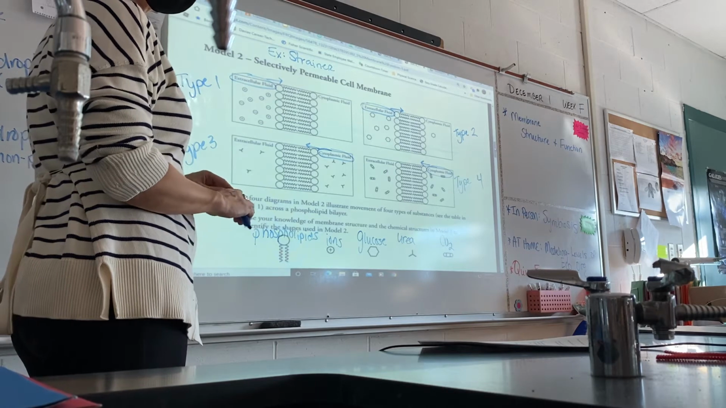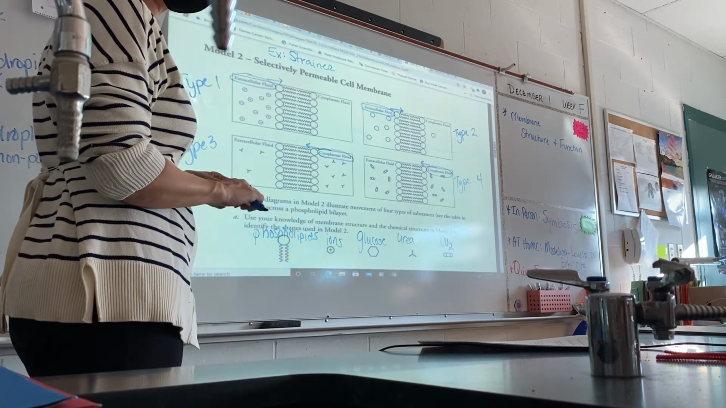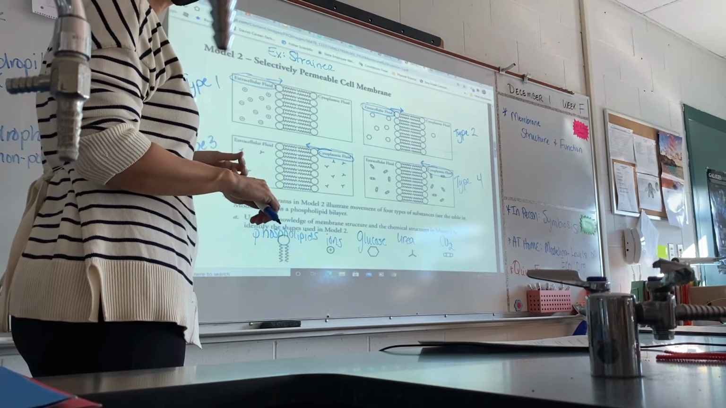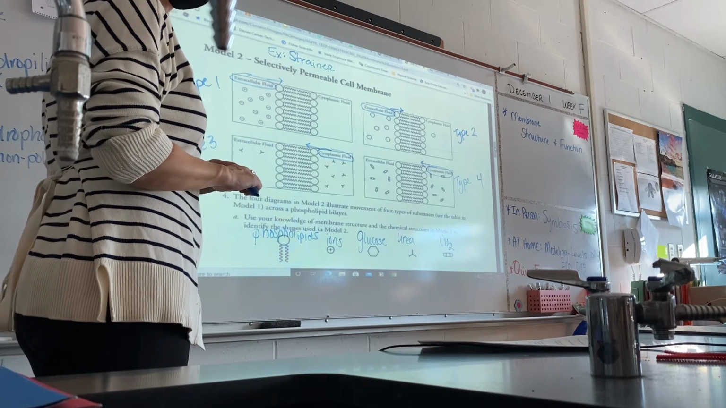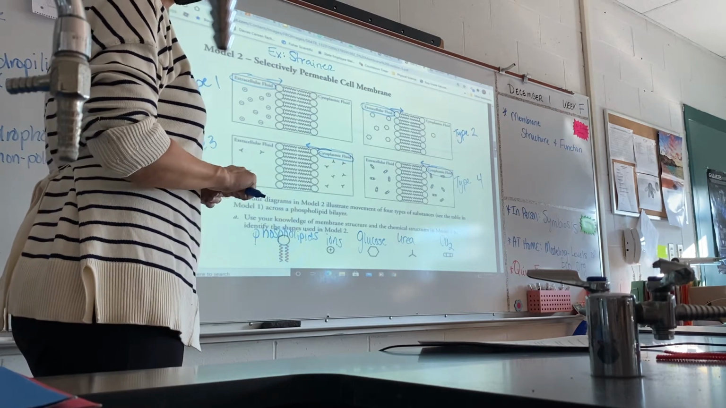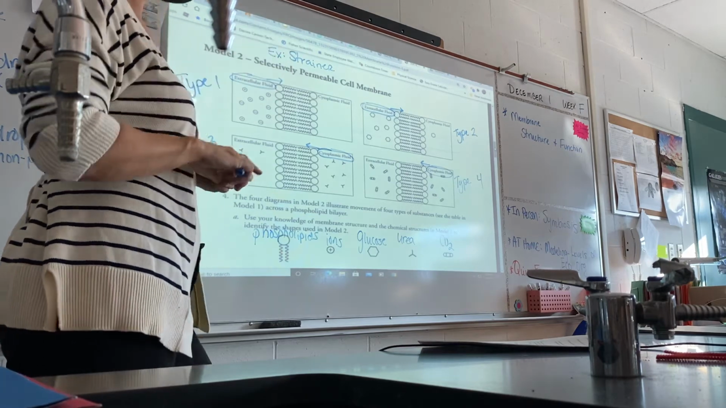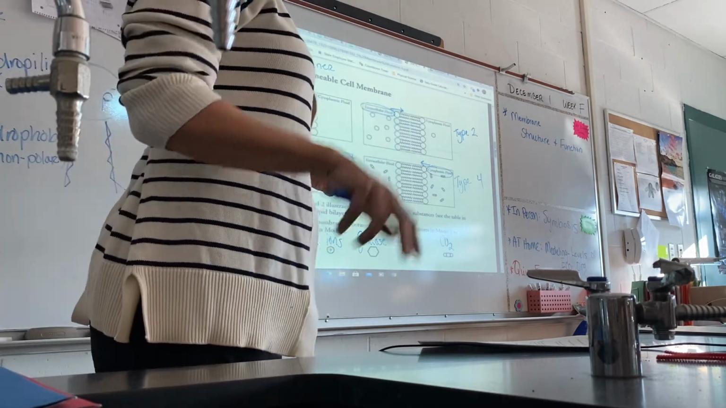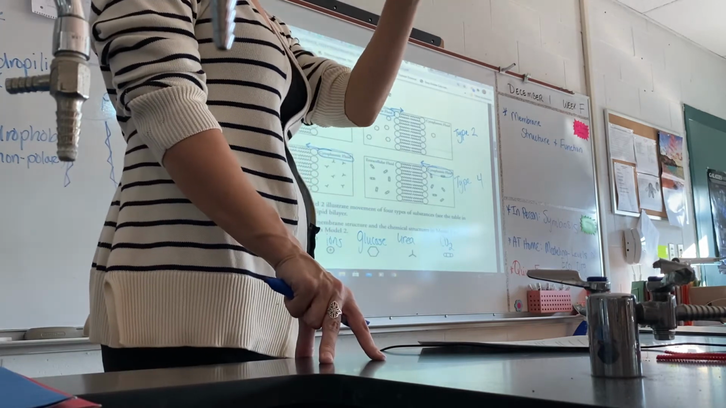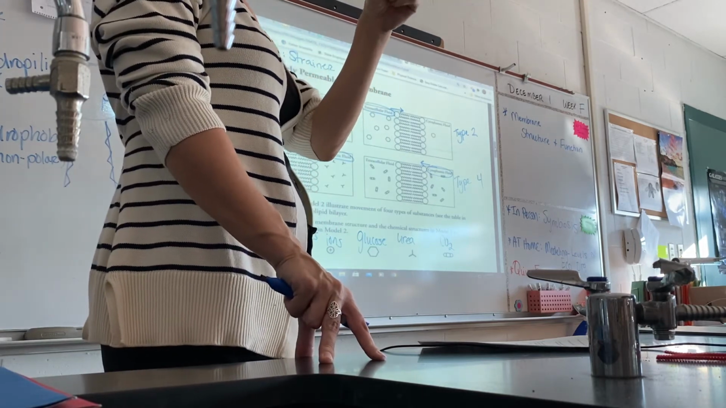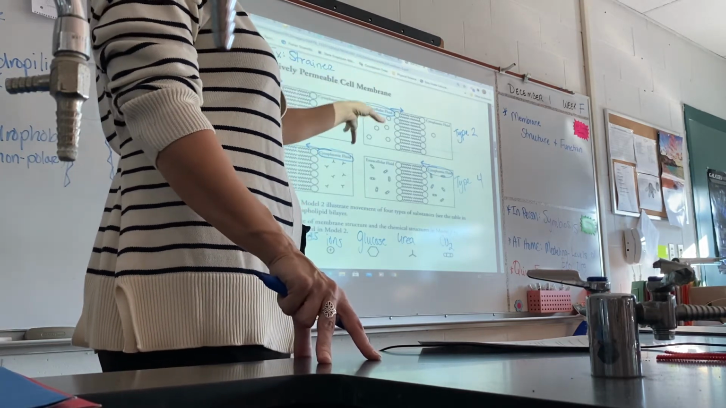Now, for 6D, it says urea appears to pass through the membrane a little bit more easily than glucose does. What characteristic of urea might help explain this observation? What do you think? It's liquid? Okay, it's liquid, but let's go back to the table though. I want you to look at the properties that we're talking about on that table. What's one of the differences between type 2 and type 3, or the glucose and the urea?